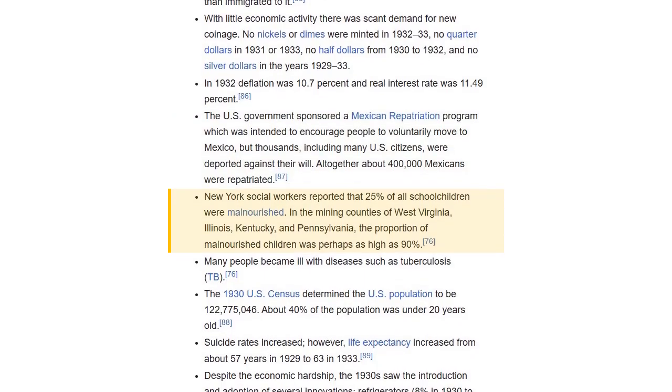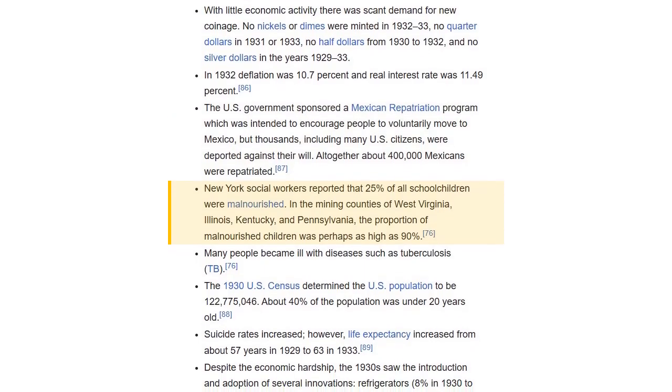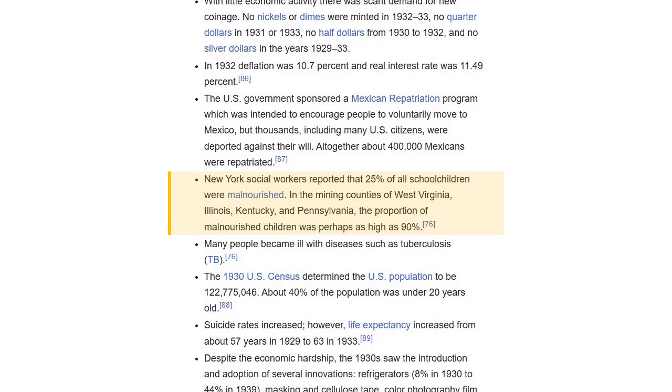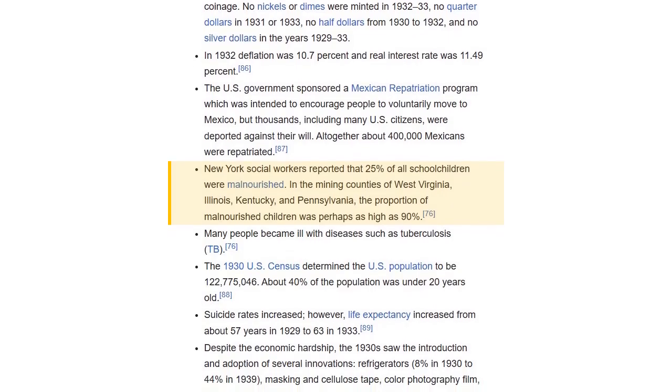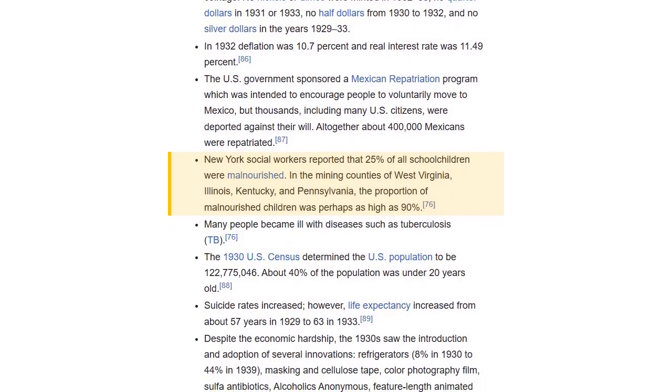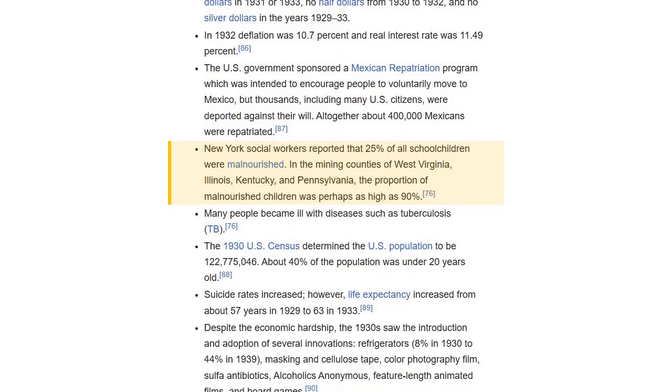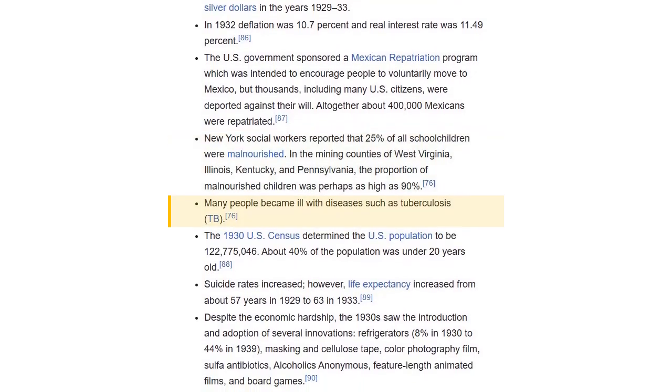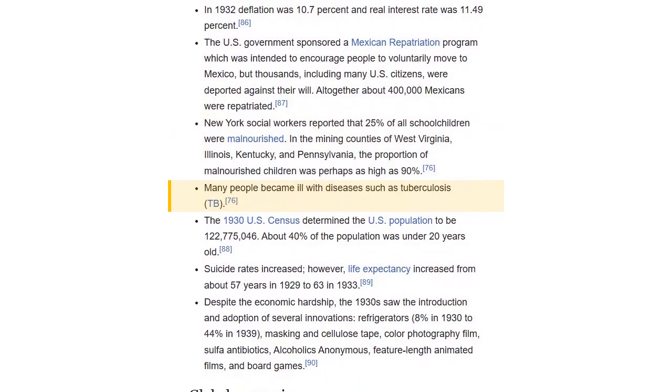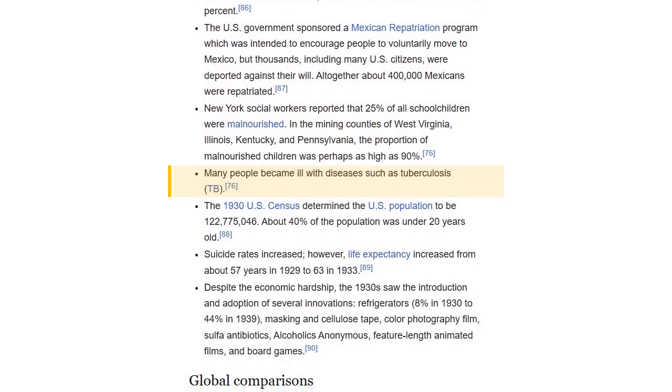New York social workers reported that 25% of all school children were malnourished. In the mining counties of West Virginia, Illinois, Kentucky, and Pennsylvania, the proportion of malnourished children was perhaps as high as 90%. Many people became ill with diseases such as tuberculosis, TB.